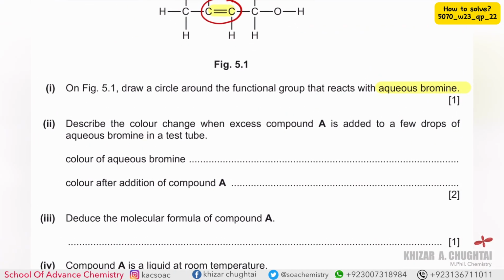Next, describe the color change when excess compound A is added into a few drops of aqueous bromine. Color of aqueous bromine, initially it is reddish brown. It's a reddish brown liquid, you can say. And finally, after the addition of compound A, its color will fade away. It will be colorless.